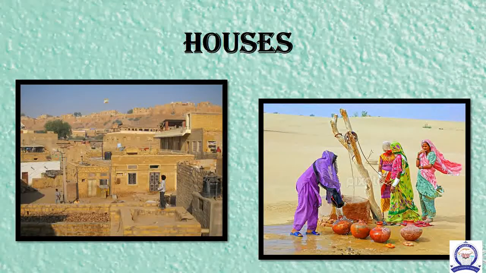Houses. The houses in the Thar Desert have a flat roof and few small windows. The walls are thick to keep the heat out so that the houses remain cool. Some houses have underground tanks to store rainwater. Such tanks are called tankas.